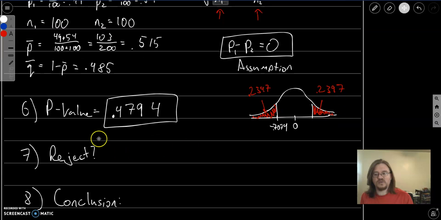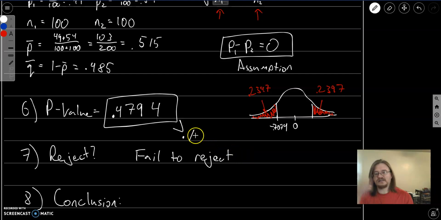And when we're looking at whether or not we reject this, well, this is clearly a lot bigger than our significance level, so we fail to reject. It is not unlikely that our 2 quarters got heads 49 times and 54 times, but they could have had the same probability of landing heads.